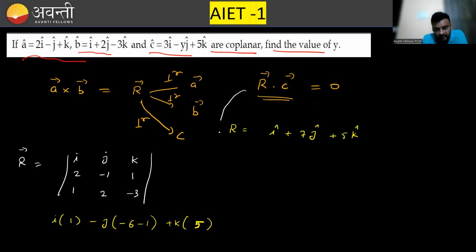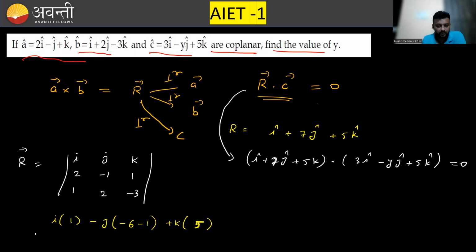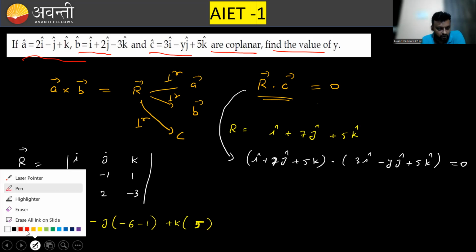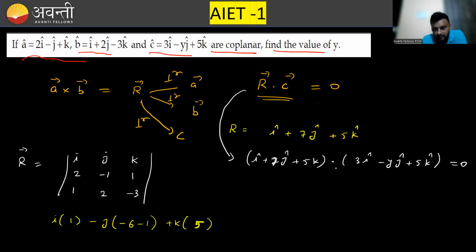Now R dot C should be 0. So R dot C, if I write it here, R is i plus 7j plus 5k, dot C is 3i minus yj plus 5k. This should be 0. I think you know how to solve the dot product. I multiplied with i, that is 3, minus 7y plus 25 is equal to 0.